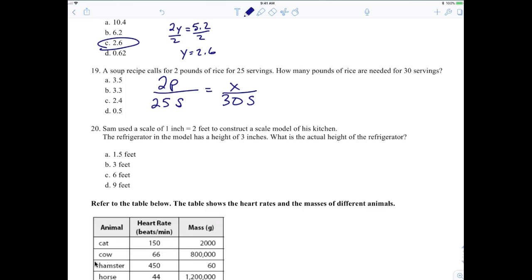Now when I cross multiply, I get 25x is equal to what? 60. Divide by 25. 2.4. So 2.4. All right? 2.4 is good.